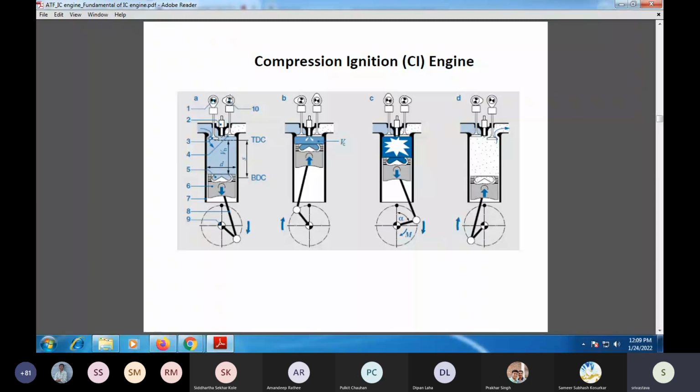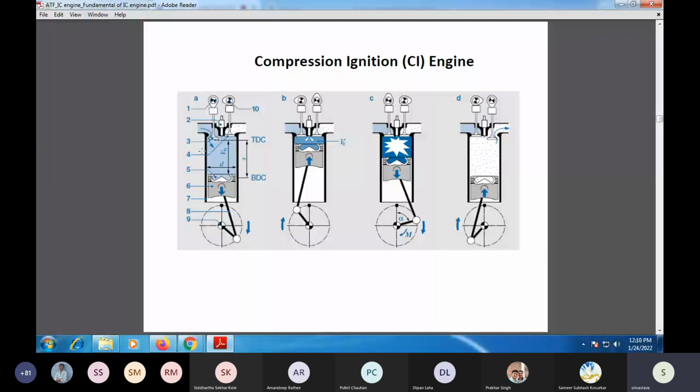So as in the previous diagram, 10 is your exhaust cam, 1 is the intake cam, then second is your injector, third is the intake valve, fourth one is the exhaust valve, fifth is the piston bowl, 6 is the piston, 7 is the cylinder liner, 8 is the connecting rod, 9 is the crankshaft, then we have TDC and BDC. That is the nomenclature it is showing here.